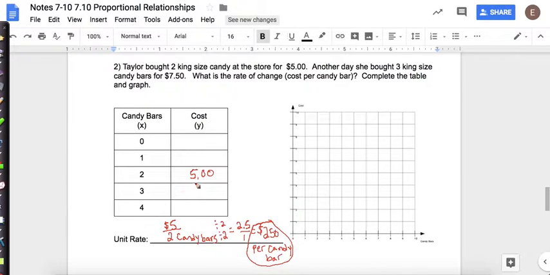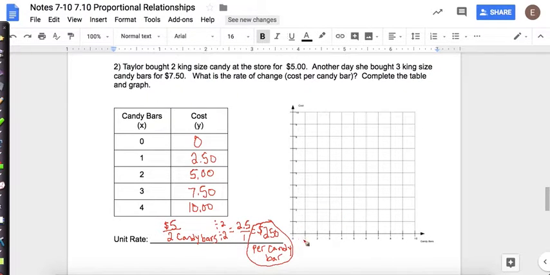Now we also know that 3 candy bars cost $7.50. And now we know how much 1 candy bar costs. It costs $2.50. We know that 0 candy bars will cost nothing. Can we figure out how many 4 candy bars is? $10. Now I'll show you how we could have figured out that 4 candy bars was $10, if we couldn't figure that out.